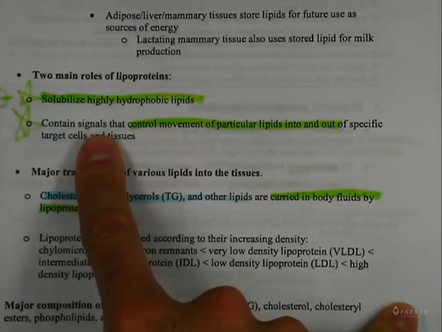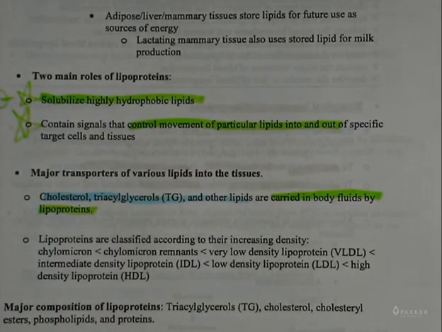Right here, middle of page 40, two main roles of lipoproteins. I would know the two main roles of lipoproteins. To solubilize highly hydrophobic lipids so that we can transport them. We are making them more soluble by carrying them, tucking them into a core so that we can get them through the bloodstream. And they contain signals that control movement of particular lipids in and out of specific tissues. In other words, they say when you're going to drop off fat and when you're going to pick up fat or lipids. When I say fat, I just mean lipids. It can be cholesterol, it can be a phospholipid, it can be anything like that. They contain signals, which we're going to talk about, that say drop off fat or pick up fat at the tissues.